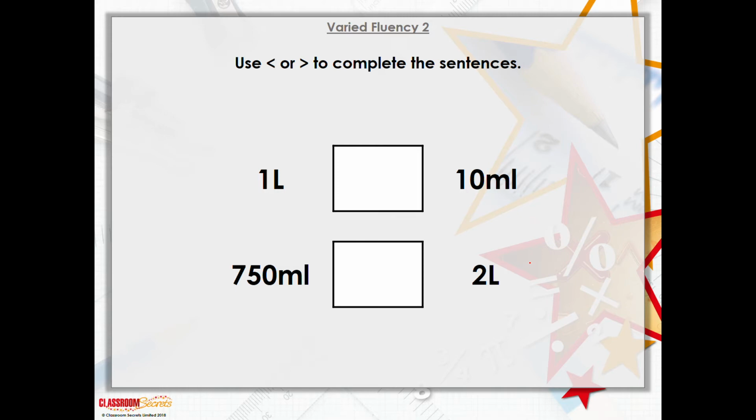So 750 millilitres, is that more than or less than 2 litres? Well done. So we have 1 litre, that is more than 10 millilitres, okay, because remembering that 1 litre is the same as 1,000 millilitres. And then we have 750 millilitres, which is less than 2 litres, because 2 litres is the same as 2,000 millilitres.